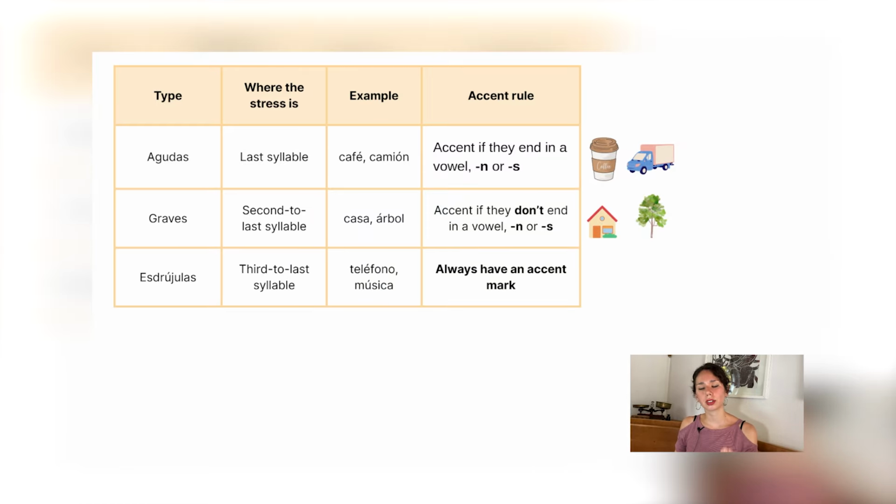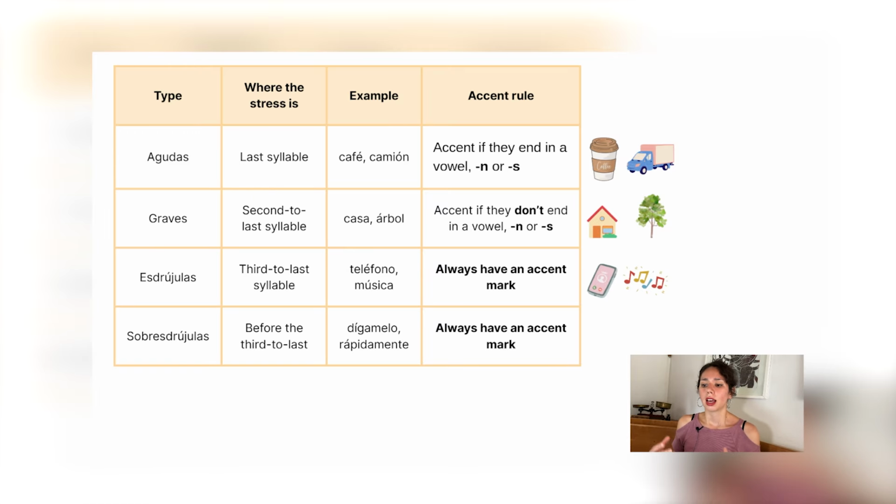Esdrújulas, the stress is in the third to last syllable. For example, teléfono, música. And they always have an accent mark. This is important, this is good, because if you have to put the accent mark, you know the stress is there. And sobresdrújulas, the stress is before the third to last. For example, dígamelo, say it to me. And rápidamente, rapidly. They always have an accent mark, like esdrújulas.